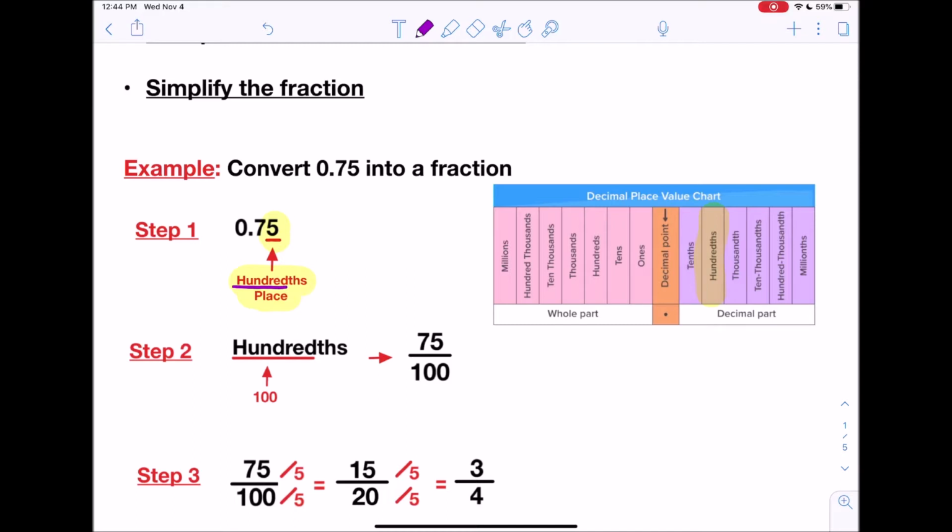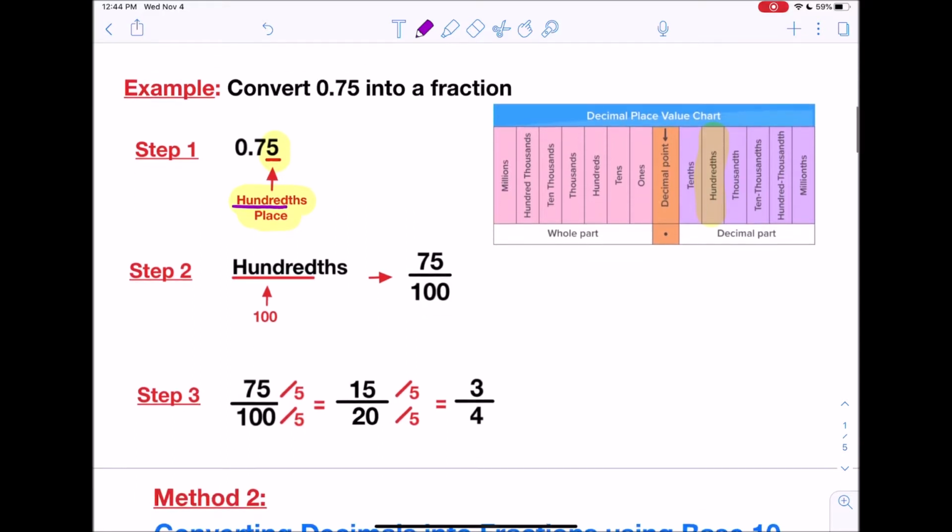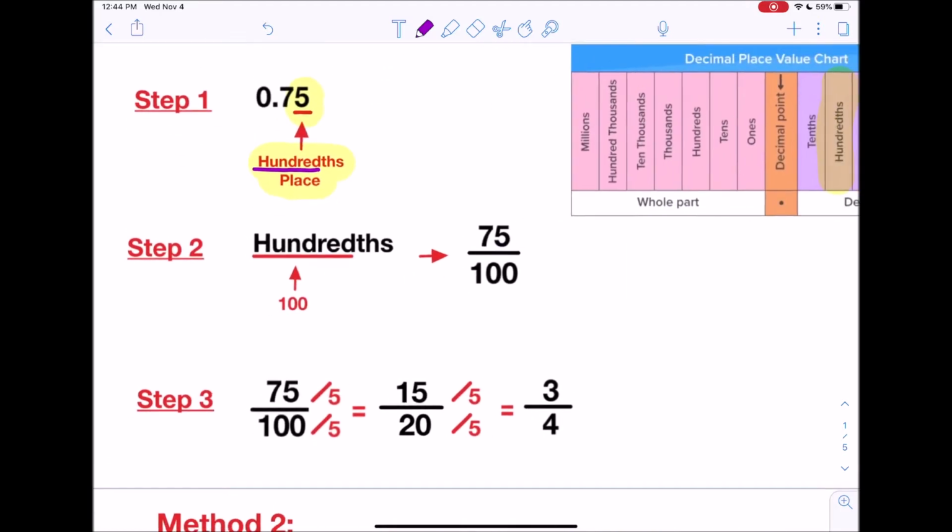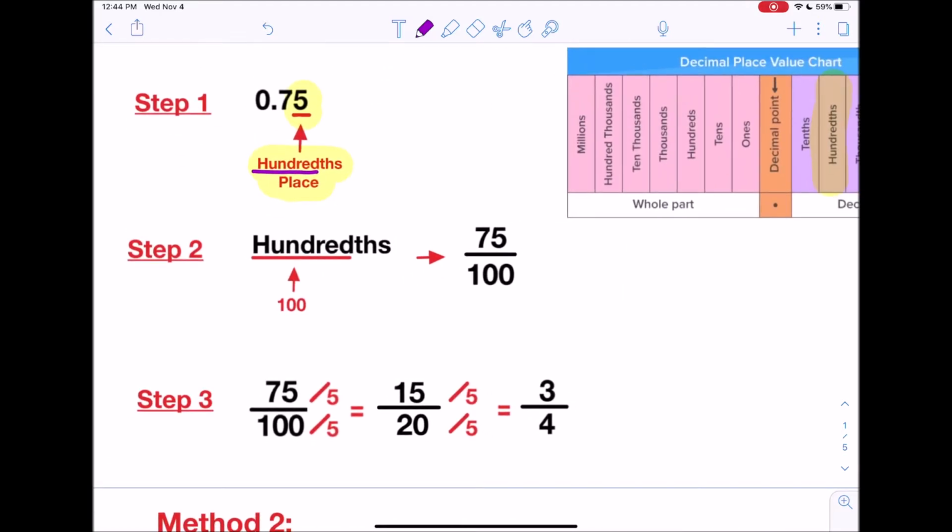75 goes over 100. Now, step 3 is you simplify the fraction. So we have 75 over 100. We divide both by 5, get 15 over 20, divide again by 5, and we get 3/4. So that's using place value. You find the place value of the last number behind the decimal, and that tells you what base 10 multiple, meaning 10, 100, 1,000, 10,000, etc., makes the denominator, or the bottom number, of your fraction.